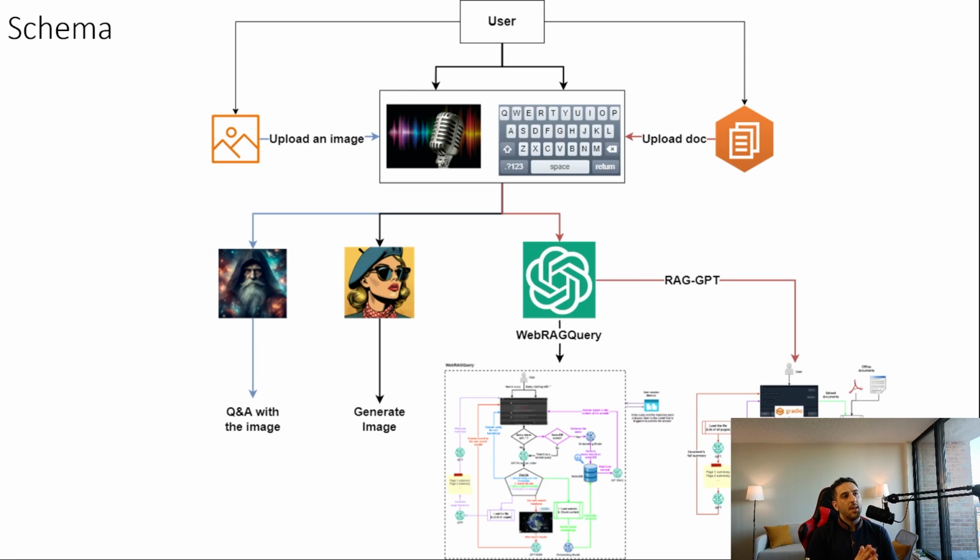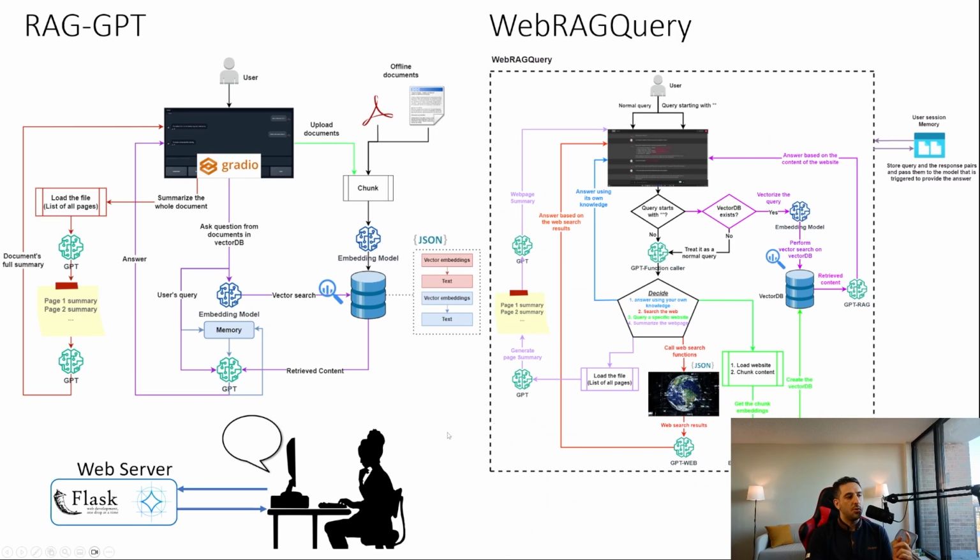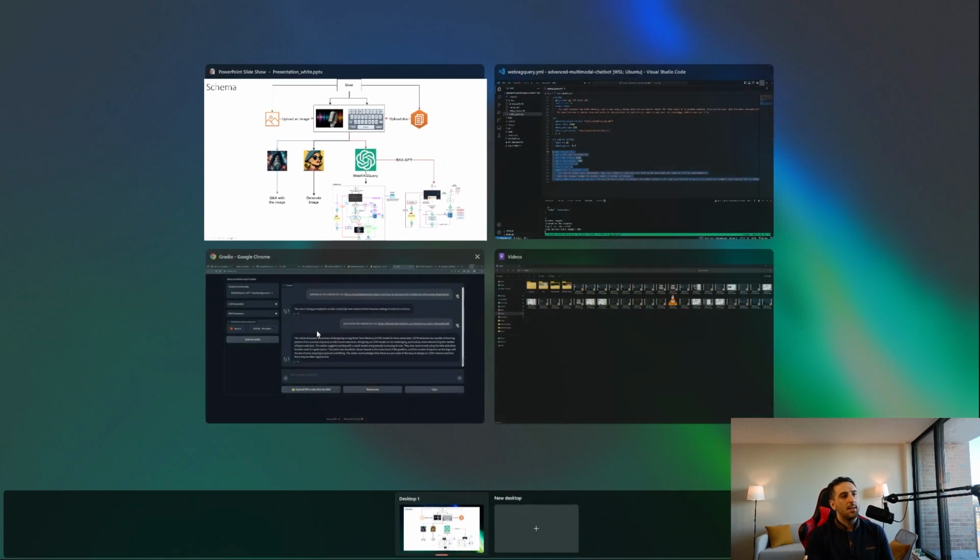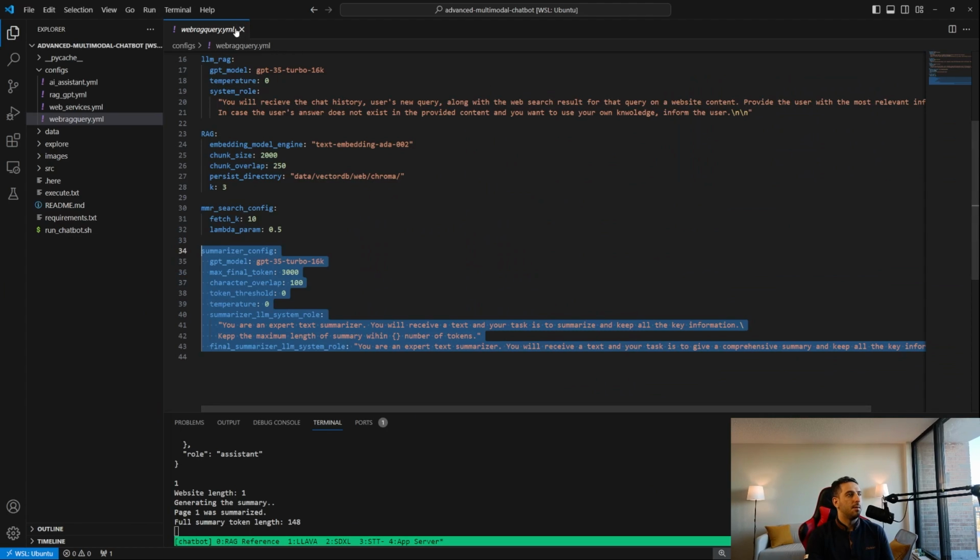So we went through RAG-GPT and we went through WebRAGQuery. So the right side of our chatbot is already covered. Now I want to show you how the models from Hugging Face are loaded in our chatbot and how we can interact with them. As I mentioned earlier, the way that I'm using them is by creating Flask web servers. So let's see it in our chatbot.